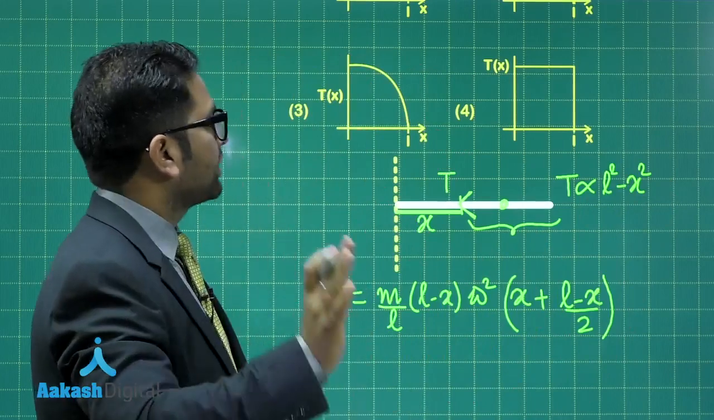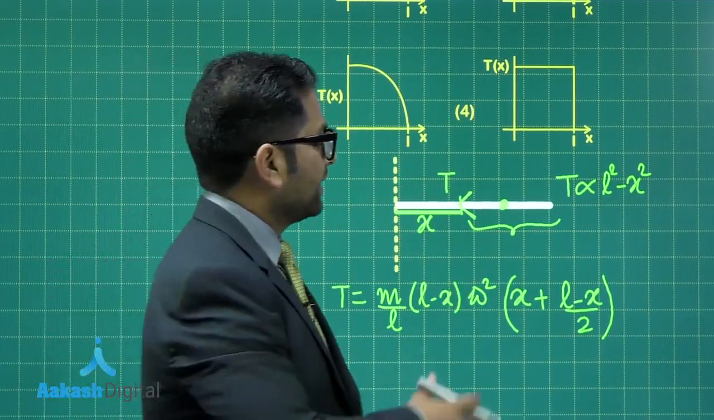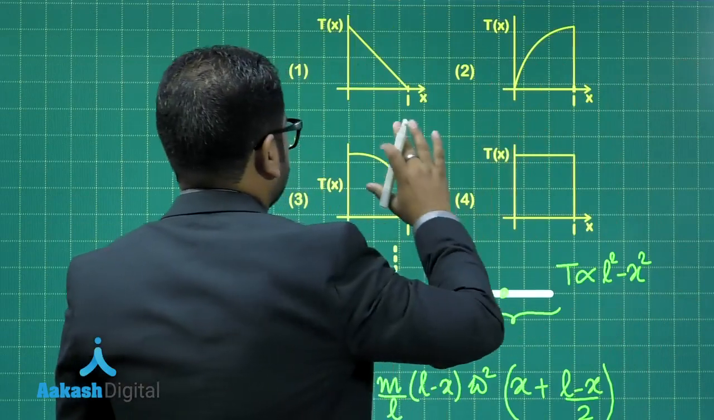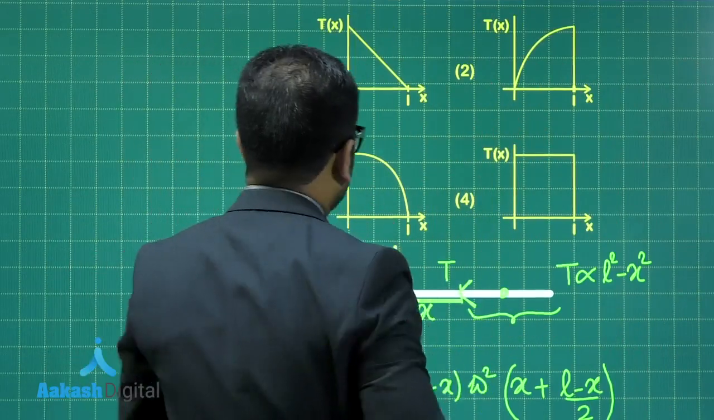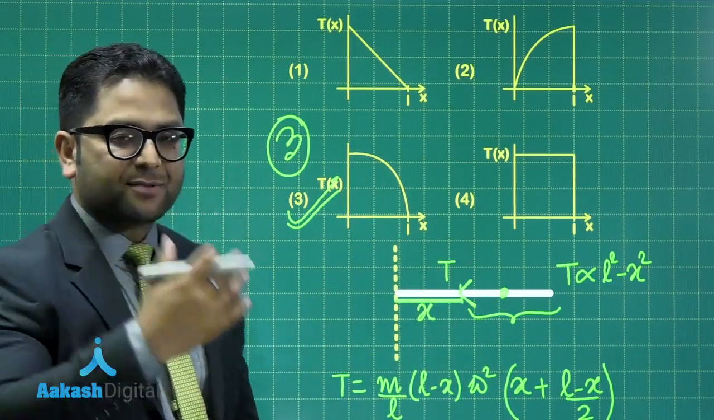That much is more than sufficient to plot the tension, and this is a downward parabola, right? Tension versus x. So what you could say is that the downward parabola means option number 3 would be the correct option matching for this given situation. Let's move to the next one.